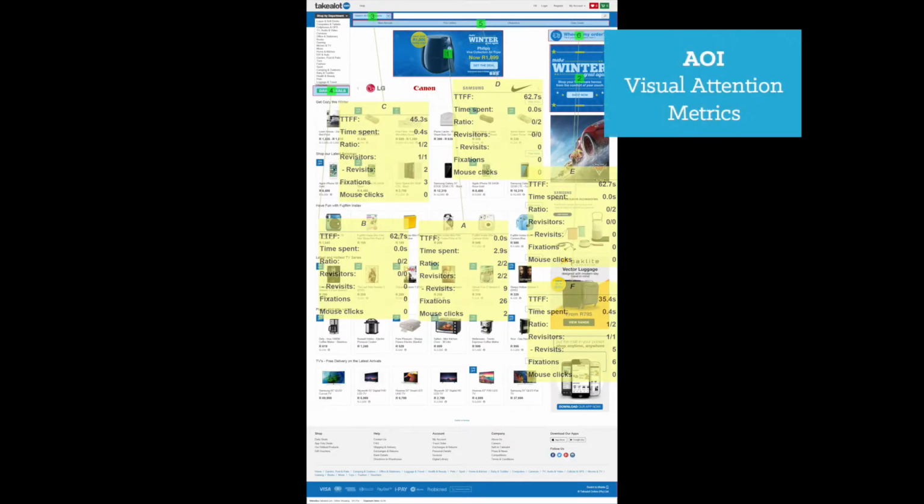We also have the ability to manually select areas of interest on the website, and get an understanding of how these areas have performed, both from a visual perspective as well as how people have responded to them emotionally.